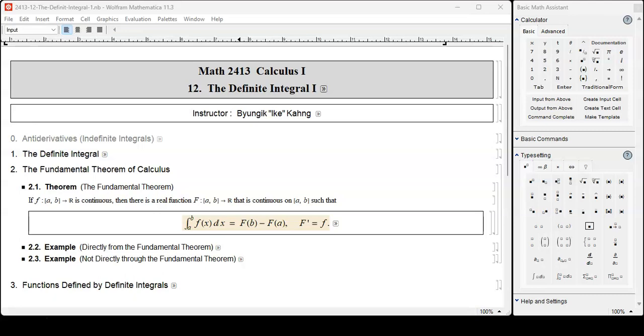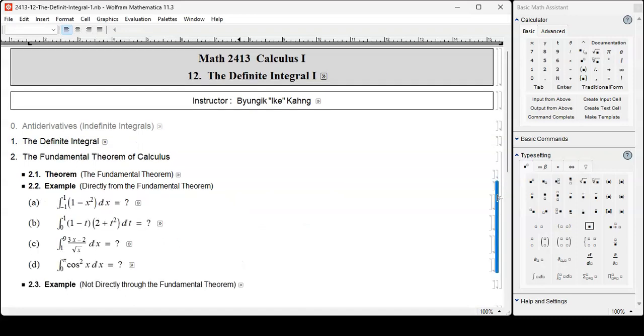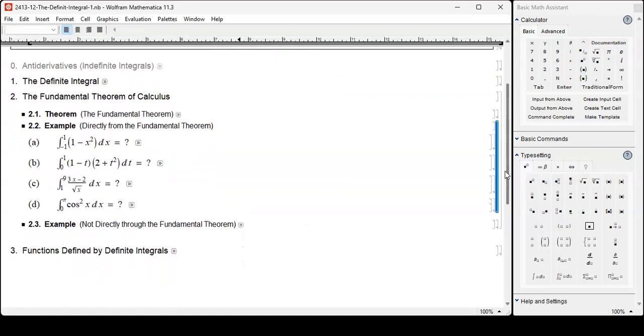There are infinitely many antiderivatives out there because of the integral constant plus c, but you don't have to worry about it. They're going to cancel out anyway as we take this net change. So you don't have to consider plus c. And then we went through some exercises associated to those computations.